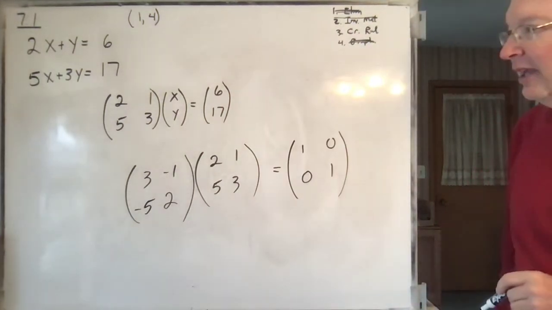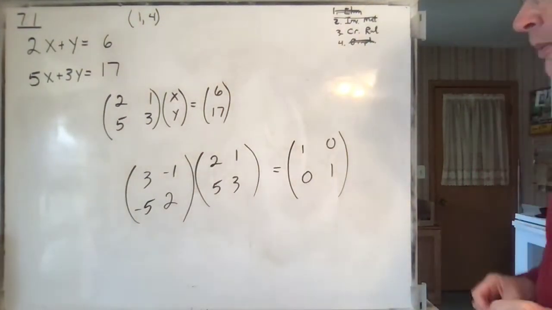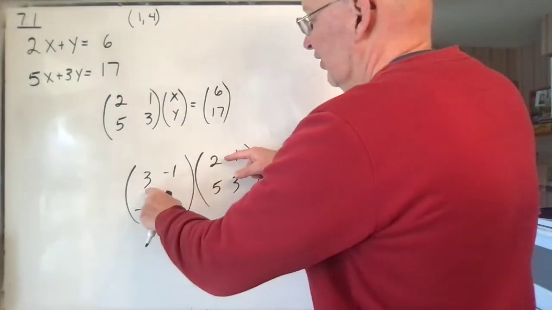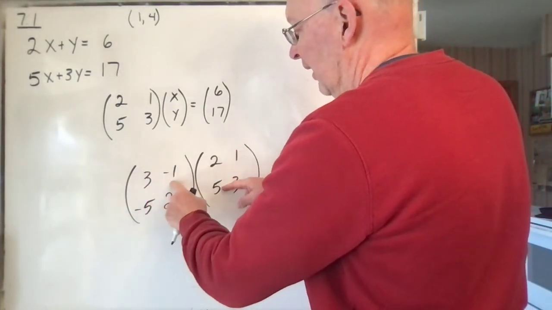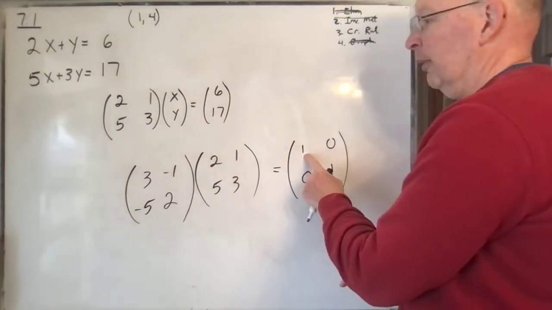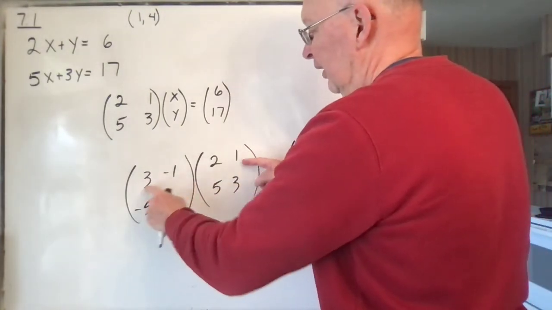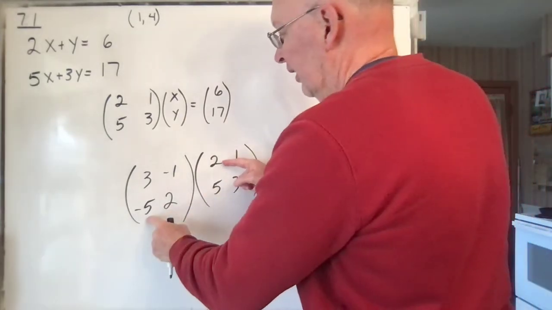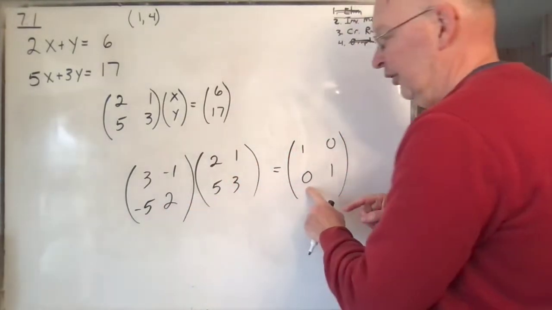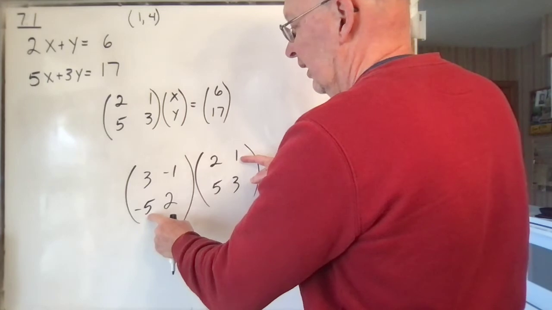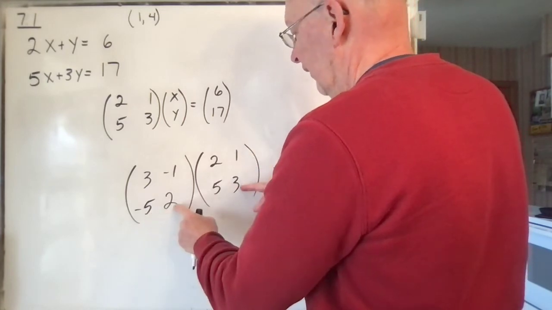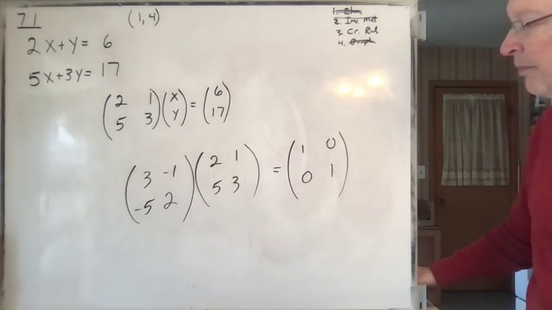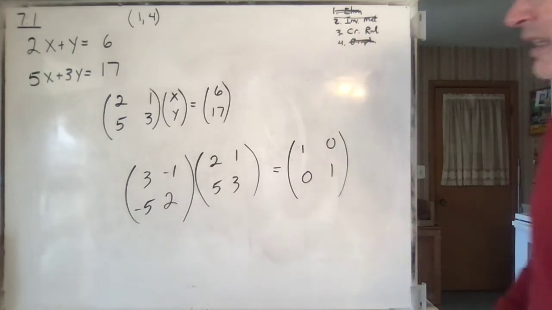Okay? And that will do it for this particular matrix. I happen to know. Let's check it out. You're going to get 6 minus 5 is 1. That's what we want. Here we're going to get 3 minus 3 is 0. That's what we want. Here you're going to get negative 10 plus 10 is 0. That's what we want. And finally you're going to get negative 5 plus 6, which is 1, which is what we want. See that? So that's the inverse.